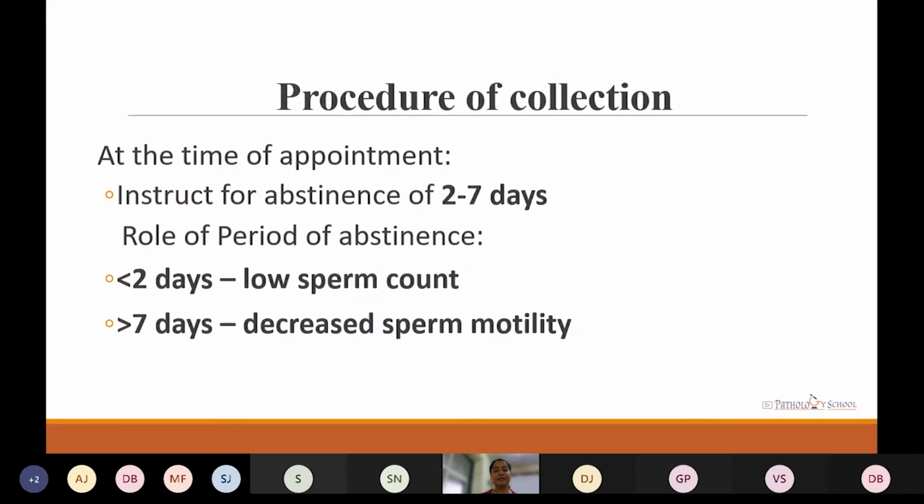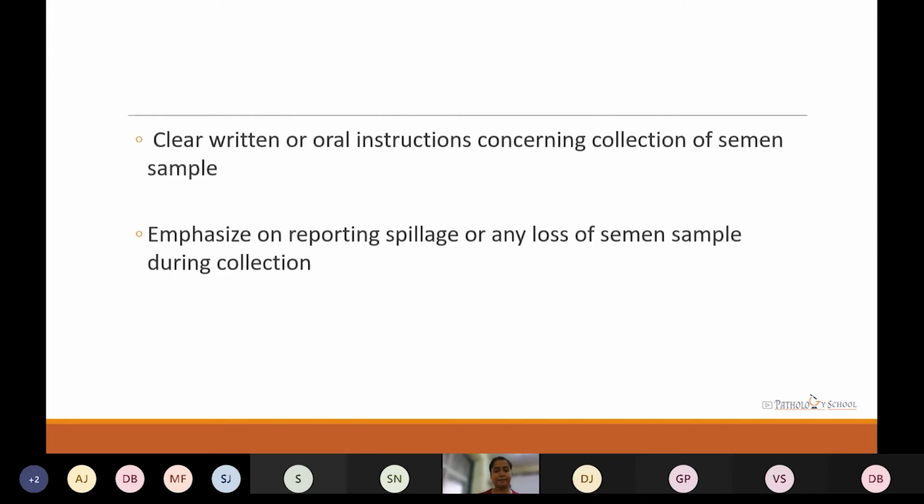Okay, so how is it collected? What are the instructions given to the patient? Number one, we have to tell him about the abstinence period, which is 2 to 7 days. What is the role of this abstinence period? If it is less than 2 days, then the sperm count will be low. And if it is more than 7 days, then the motility of the sperm will be decreased. In cases of MLC, there is no such rule of abstinence period.